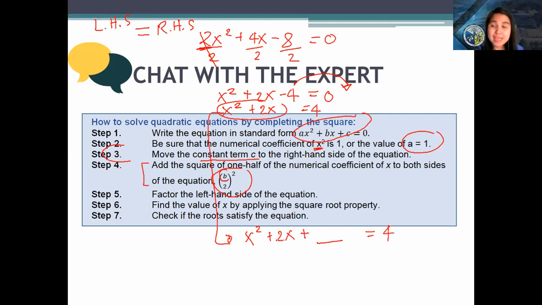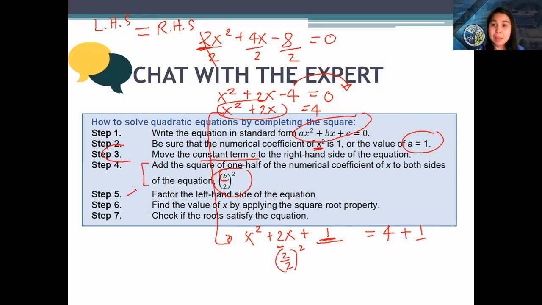What will be the last term? That's 2 divided by 2. Then you square it. So the answer is 1. And remember, whatever you add to the left-hand side, you also add to the right-hand side. So since we added 1 to the left-hand side, we also add 1 to the right-hand side.